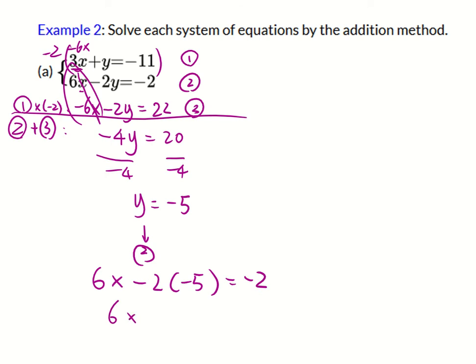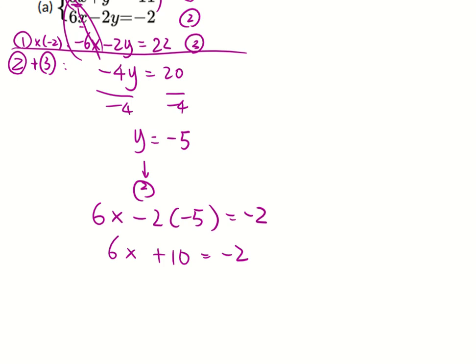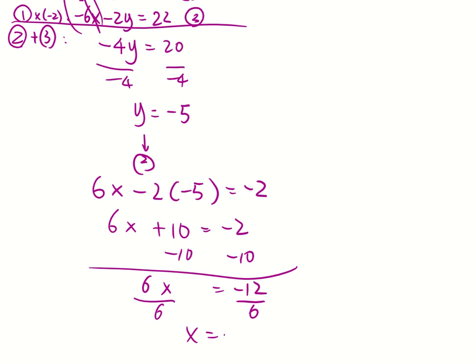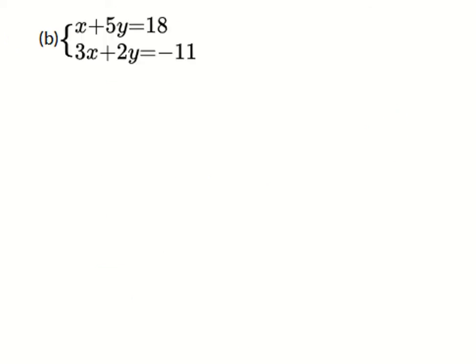So you have 6x plus 10 equals negative 2. Subtract both sides by 10. 6x equals negative 12. Divide both sides by 6. You will have x equals negative 2. So you'll get the same solution. x is negative 2, y is negative 5. Okay, now I want you to work on B by yourself. So pause the video, and when you're done, you can click play and check your answer.